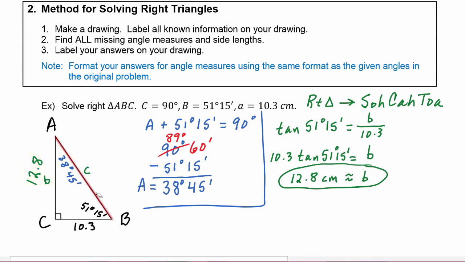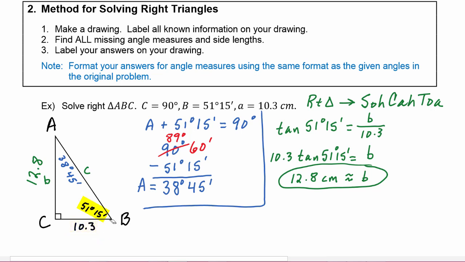Now to find side C, you have a couple of options. You might be tempted to use the Pythagorean theorem because you have this leg which is 10.3 and this leg which is 12.8, but your accuracy won't be as good because remember 12.8 was not a given value but something you solved for and rounded. So the safest way to solve for C is going to be to use the givens, which is the 51 degrees 15 minutes and the 10.3.